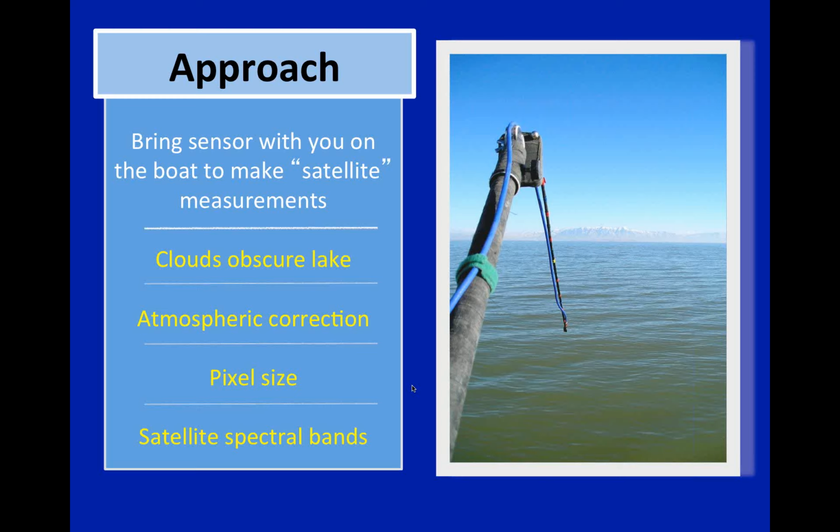Some of the satellites that are best for water happen to have big pixels. They're 1 kilometer or half kilometer. So if you take one sample of water in the middle of a kilometer pixel, does that really represent the signal you're getting? And also, different satellites have different bands.